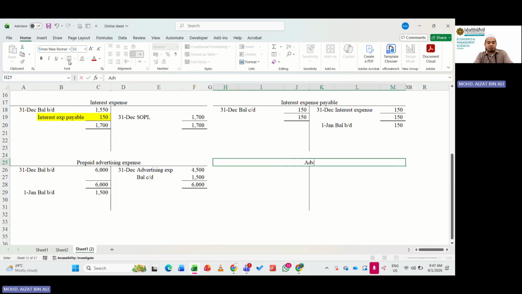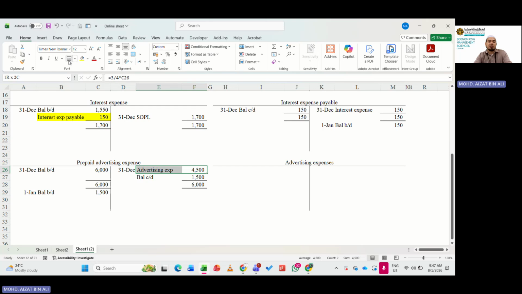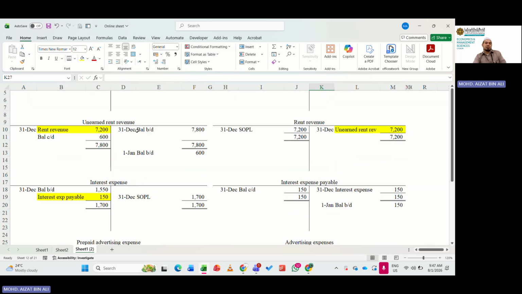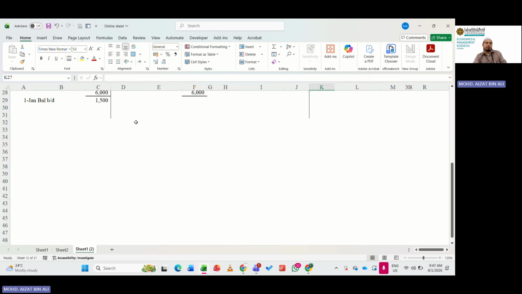All right, next, advertising expenses. Okay, so this is on credit side. So in advertising expenses, it will be debited. Prepaid advertising expenses, 4,500 ringgit, like that. And now let's close the account properly, because it is a requirement in the question to close the account to SOPL. So 31st December. All right, that's it for the four accounts. We have recorded all four accounts.